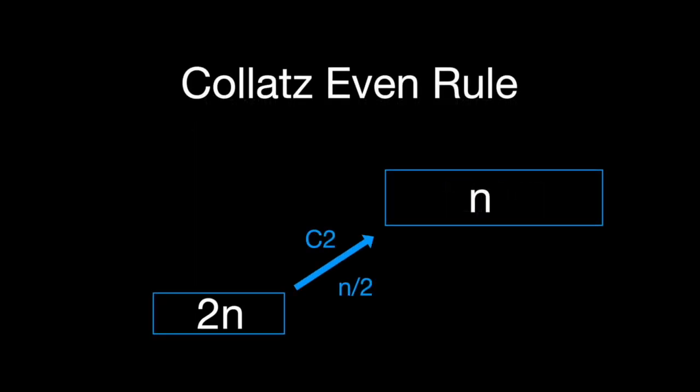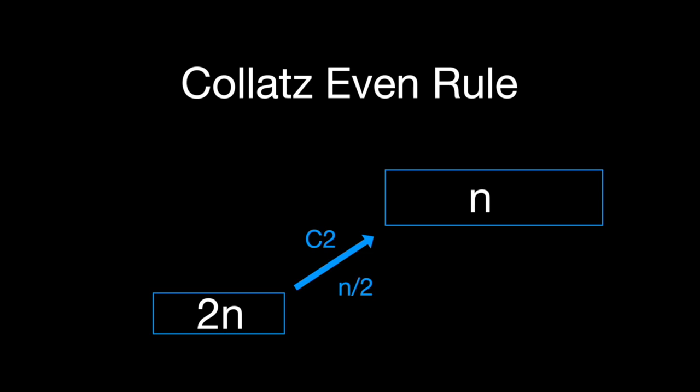If you were wondering before about what equivalence classes are, well, 2n is the even equivalence class. 2n plus 1 is the odd equivalence class. You can divide things into even or odd depending on whether they have a remainder of 1 or no remainder when you divide by 2. That's what an equivalence class does. We'll look at that for modulo 6 in a second. Right now we're just looking at the Collatz even rule.